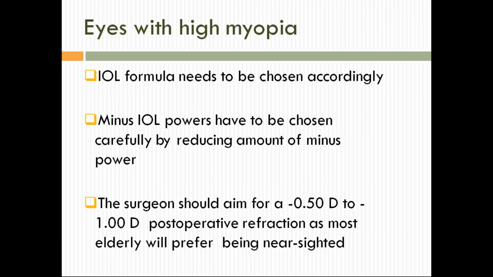IOL formula needs to be chosen accordingly. Minus IOL powers have to be chosen carefully by reducing the amount of minus power. The surgeon should aim for a minus 0.5 diopter to minus 1 diopter post-operative refraction, as most elderly people are nearsighted.